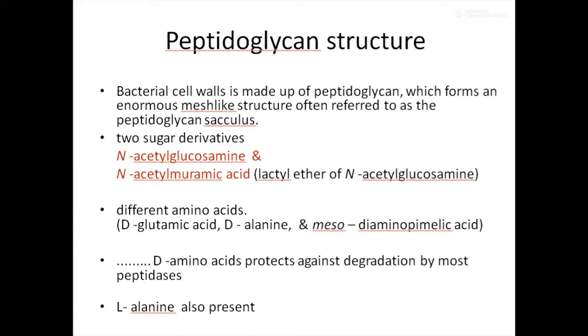a peptidoglycan structure. And attached to this NAM, or N-acetylmuramic acid, there are certain amino acids attached. And these amino acids protrude out from the helical structure. And they include D-glutamic acid, D-alanine, meso-diaminopimelic acid. And because D amino acids are present, most of the peptidases which could normally act on L amino acids will not act on the peptidoglycan cell wall of the bacteria because they contain D amino acids. You can also find that sometimes L-alanine is also found.